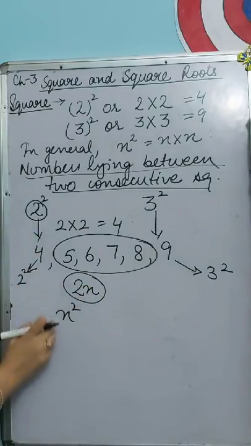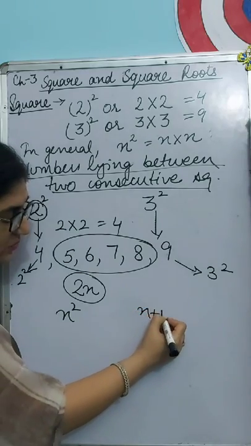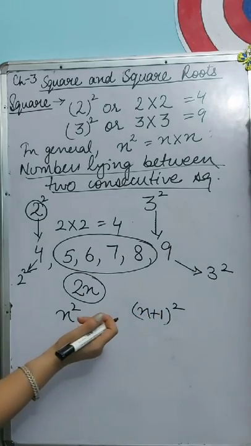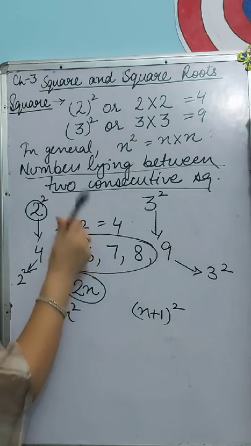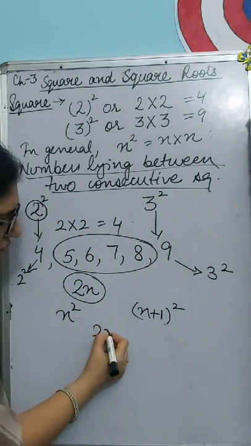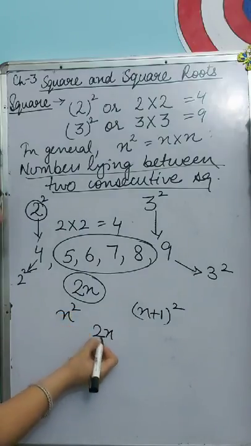suppose here in place of 2 I have written n. And the other one is n plus 1 square, meaning 2 plus 1 square, which is 3 square, right? 2 square and 3 square. And the formula for calculating the numbers lying between two consecutive squares is 2n. 2n means whatever the n is over here, multiply it with 2.